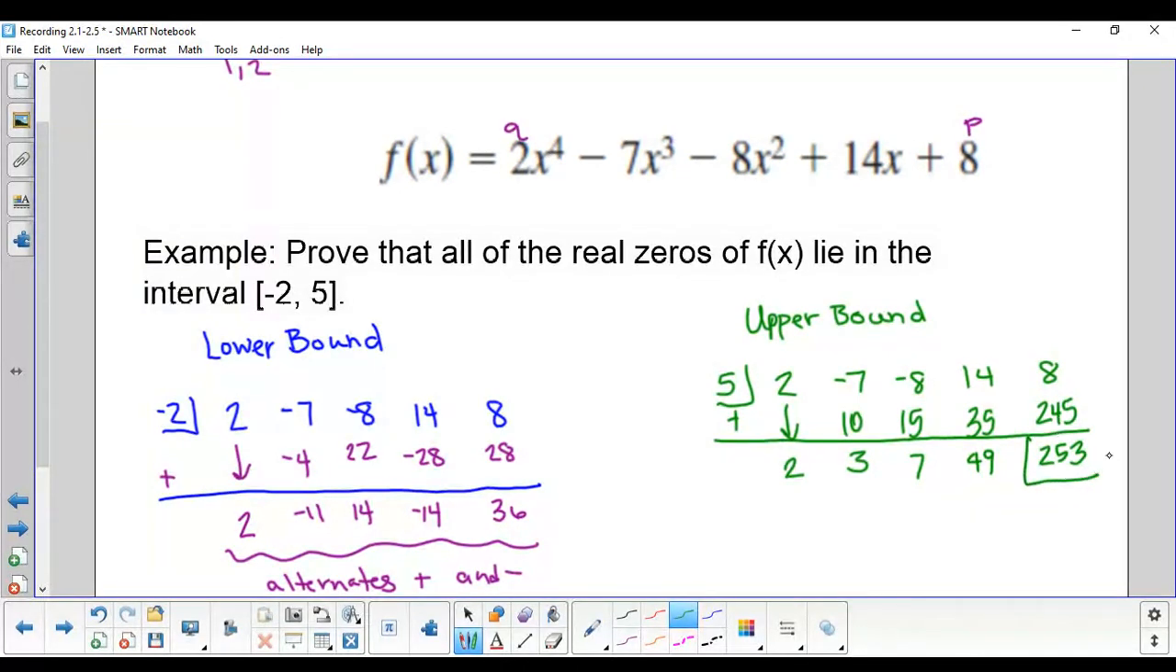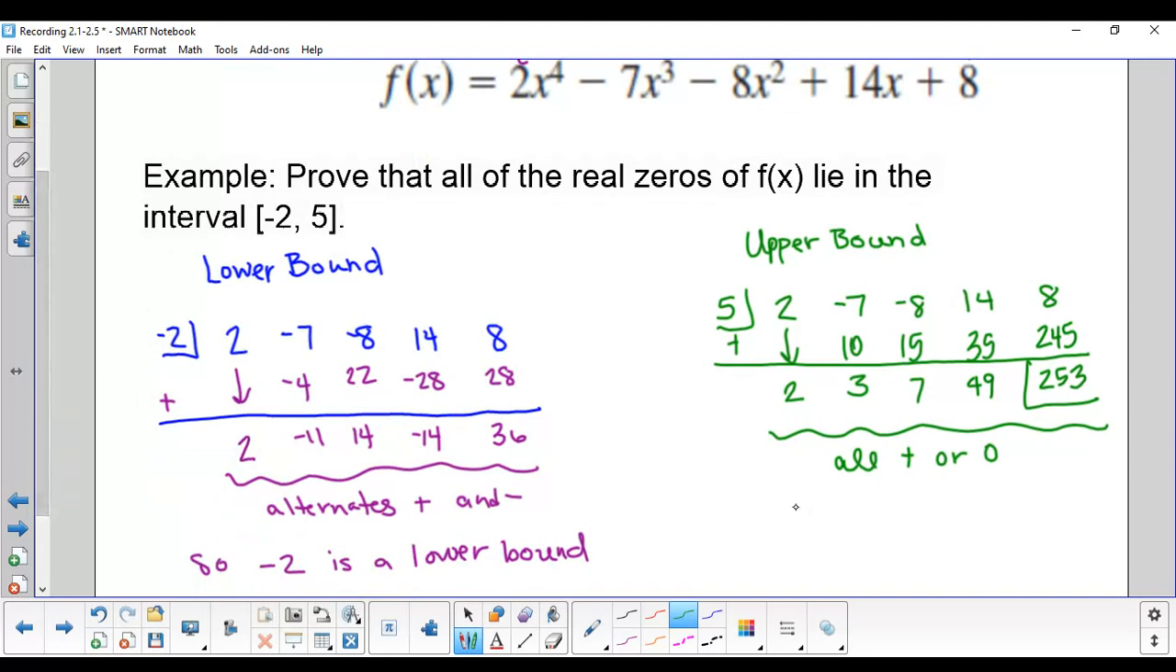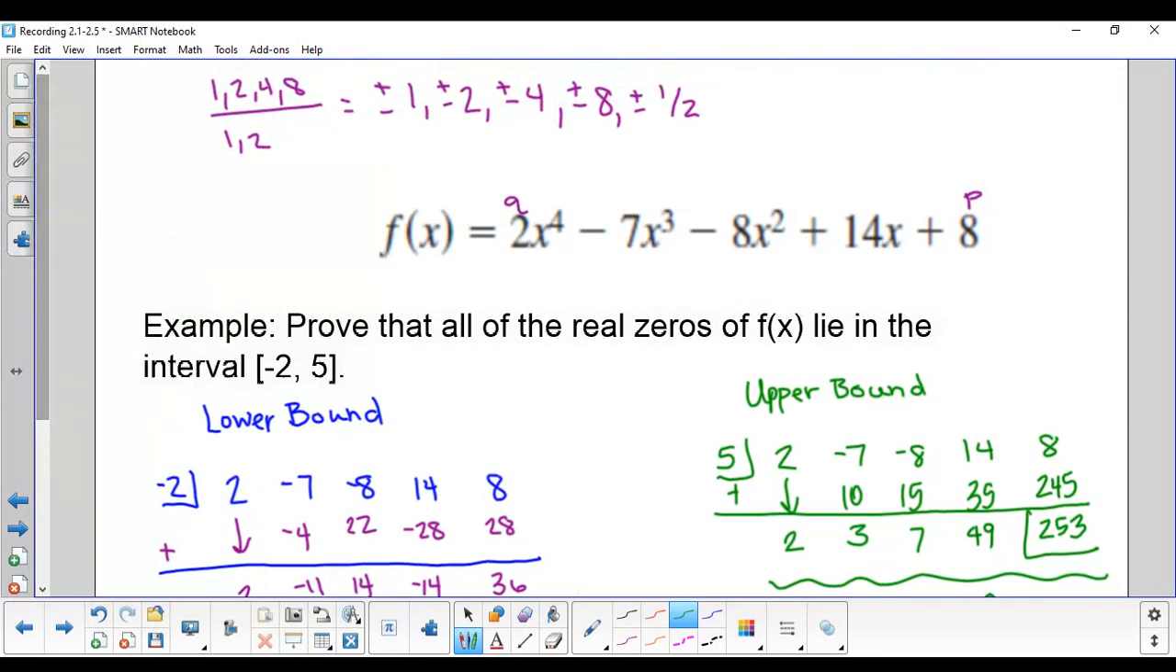Now, again, I don't care as much about the remainder. What I do care about is that these are all positive or 0. And because of that, I can state that 5 is an upper bound. So therefore, I know that I would not need to test +8 because it can't be greater than 5. So I've eliminated all of this. I've eliminated the -4 and technically the -2 because it wasn't a 0. So now I've reduced the number of zeros I need to test by 4. That saves a ton of time.